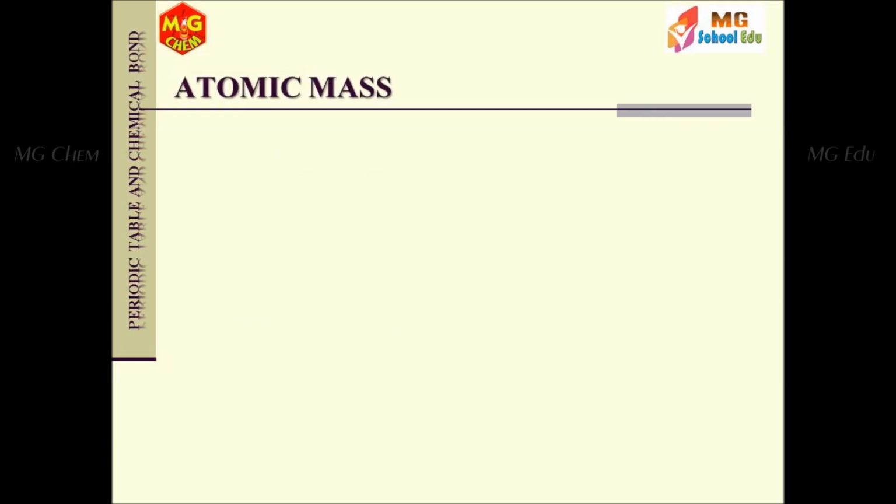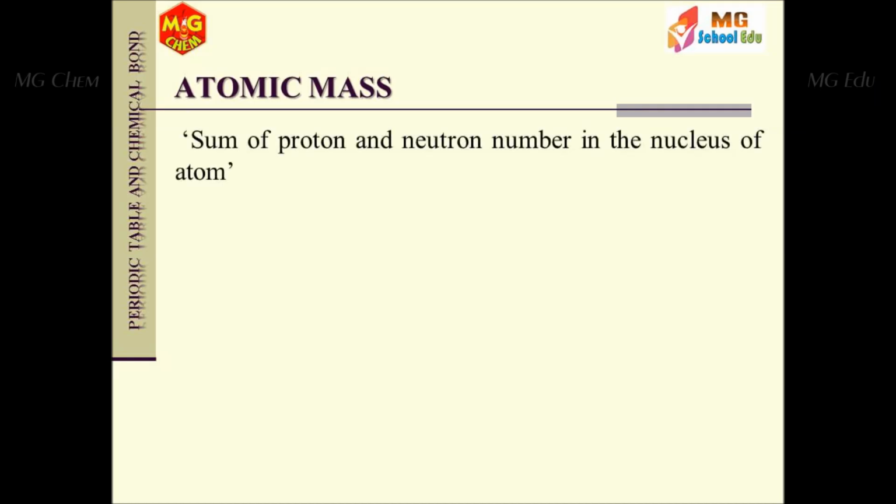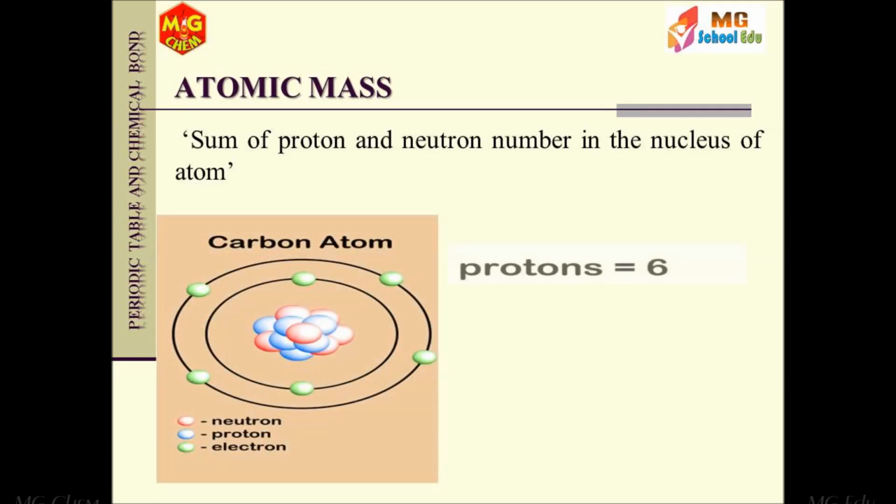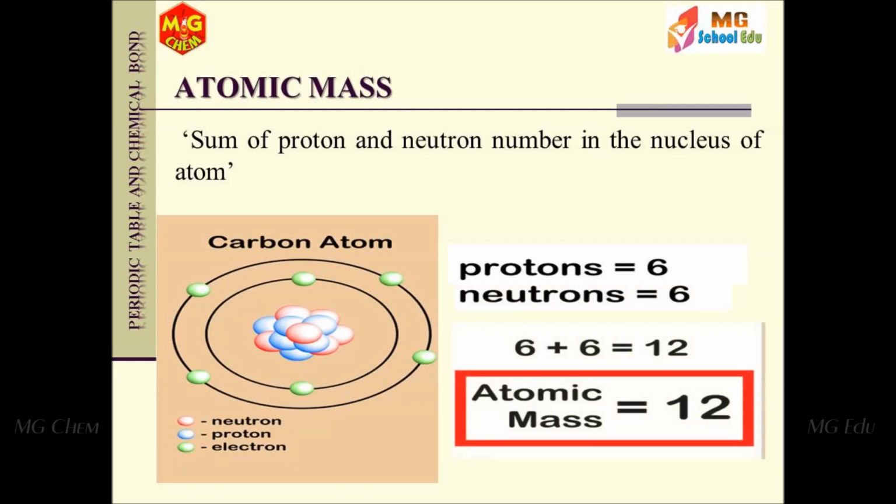Atomic mass. What is atomic mass? Atomic mass is the sum of the proton and neutron numbers in the nucleus of an atom. For example, in a carbon atom, there are 6 protons and 6 neutrons. The sum of these gives atomic mass 12. The atomic mass of a carbon atom is 12.